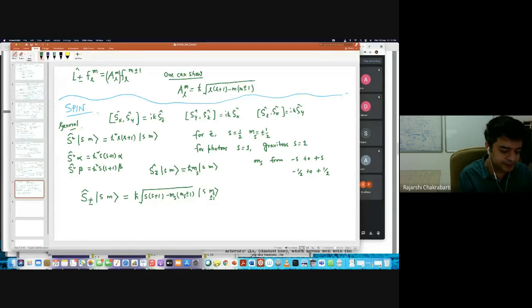So this is one way of showing. This is the Bra-Ket notation. But I can also have matrix notation, no? It's matrix representation.